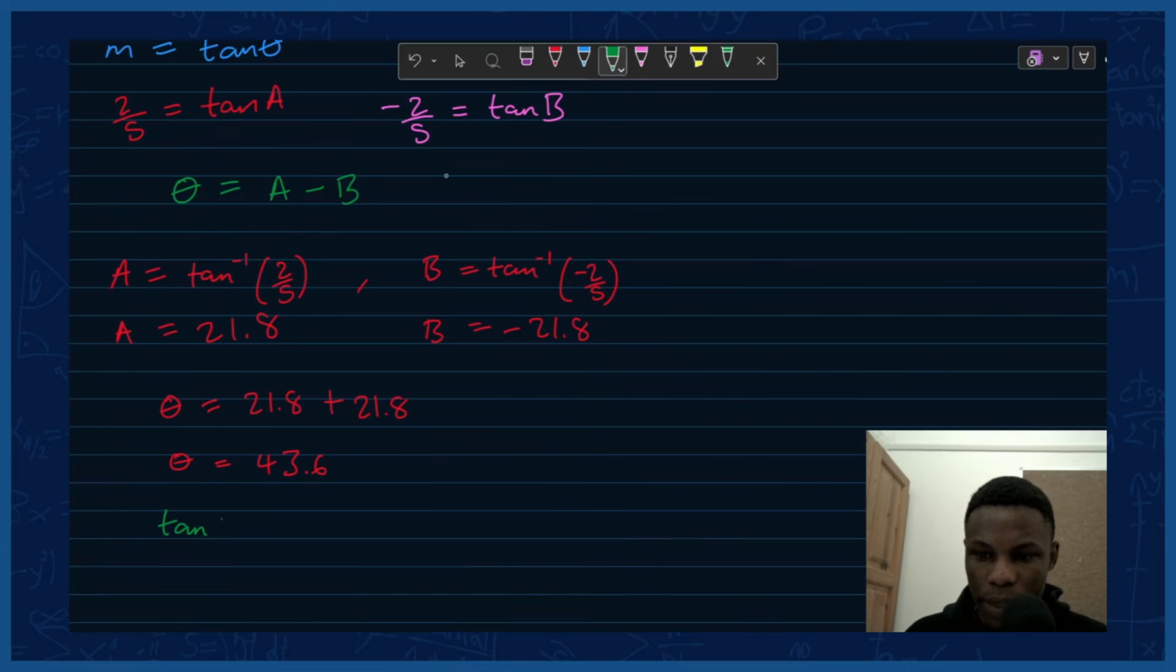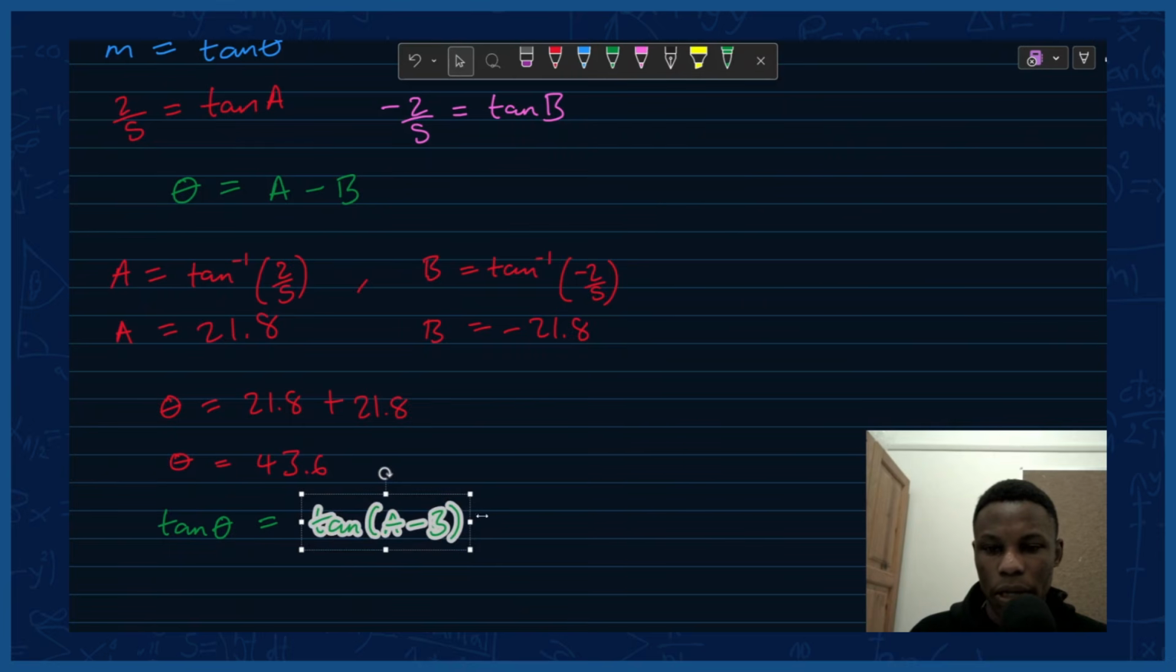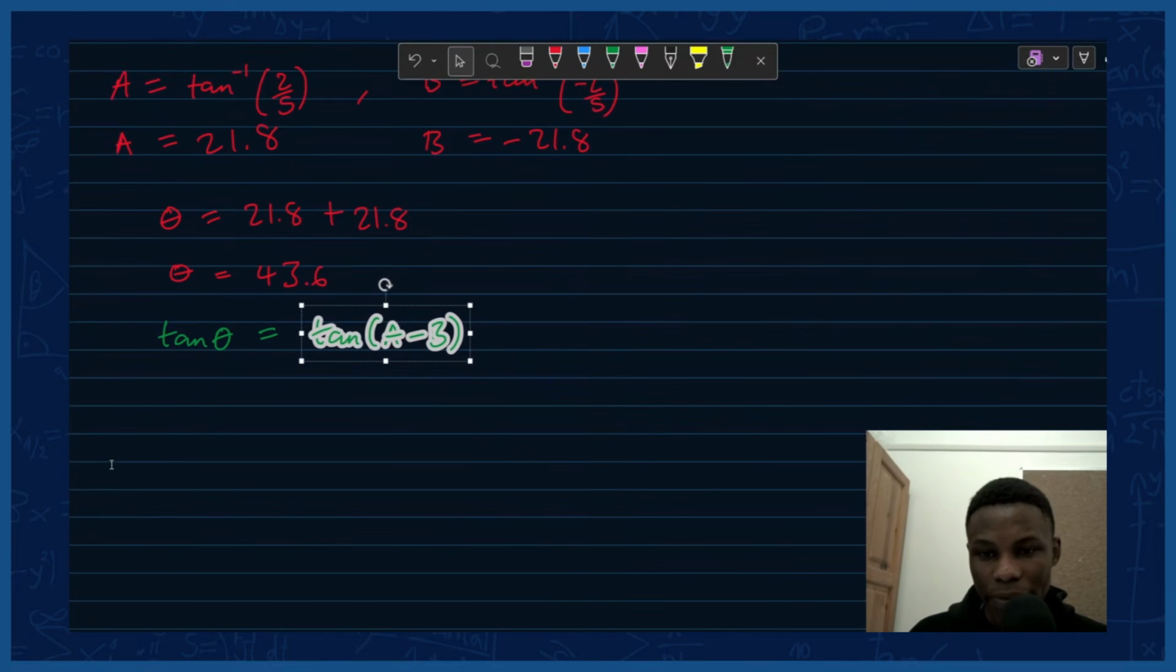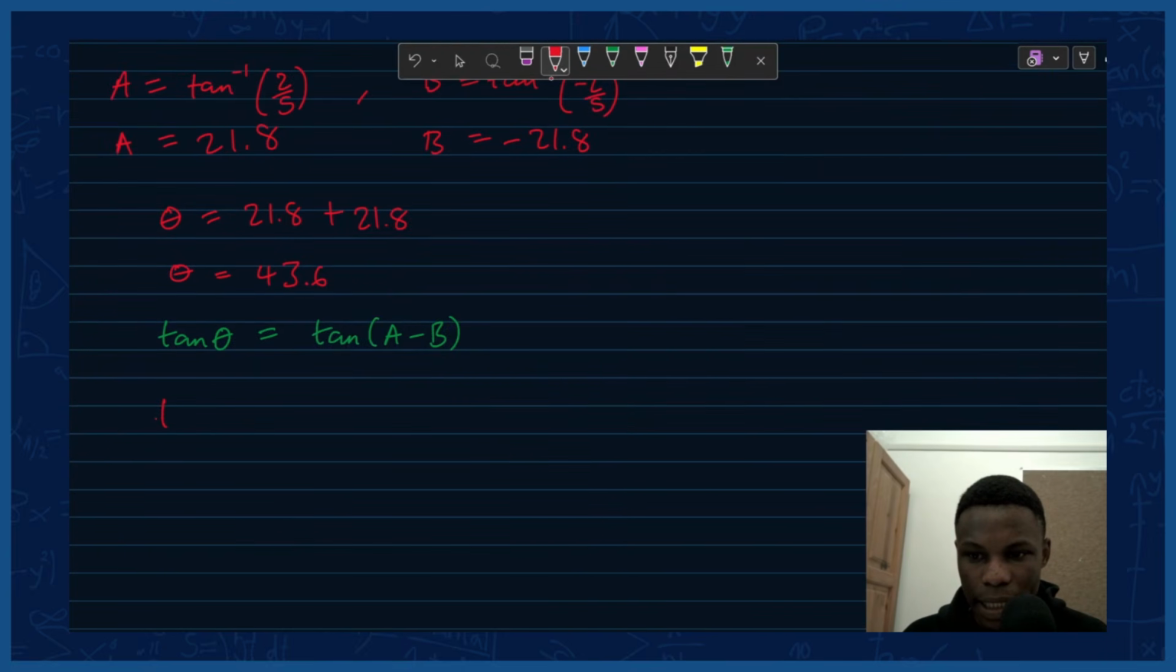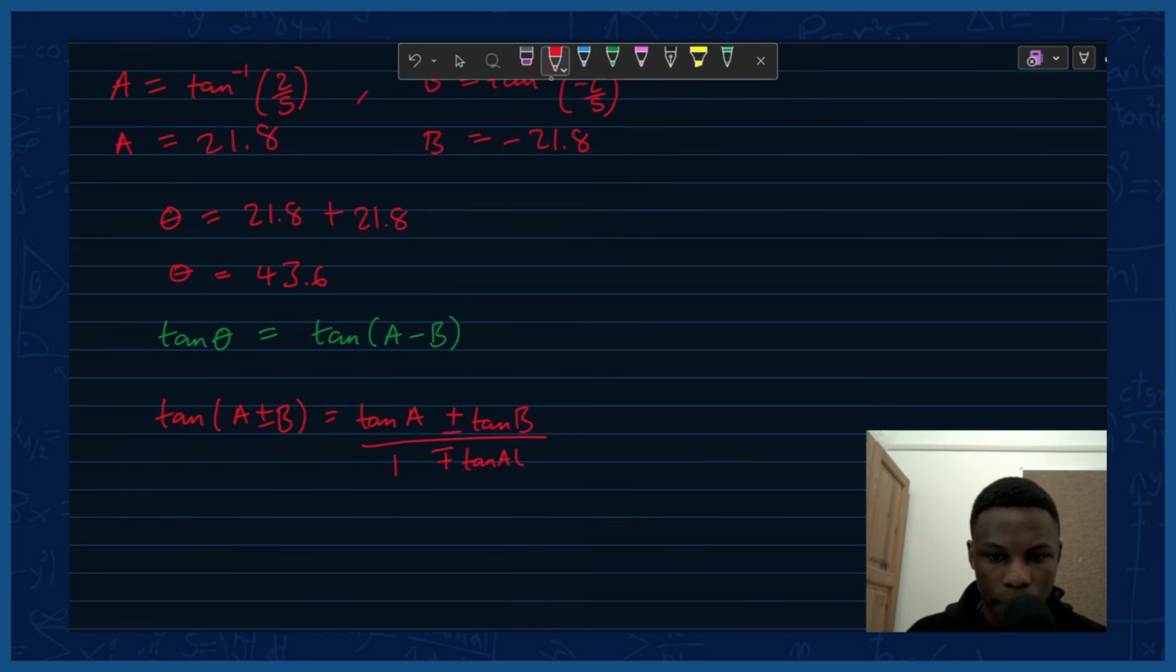We can take tan on both sides. So tan theta has to be tan of A minus B. And I hope you can see that this is a compound angle, which means I can expand this using my compound angle formula from the MF19. The MF19 tells us that tan of A plus or minus B is equal to tan A plus minus tan B, all divided by 1 minus plus tan A tan B.